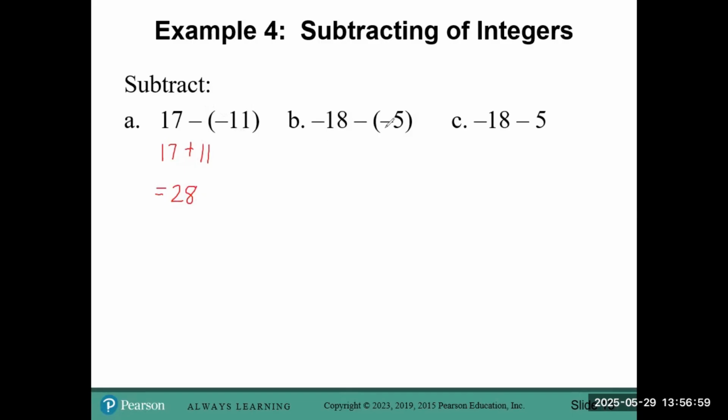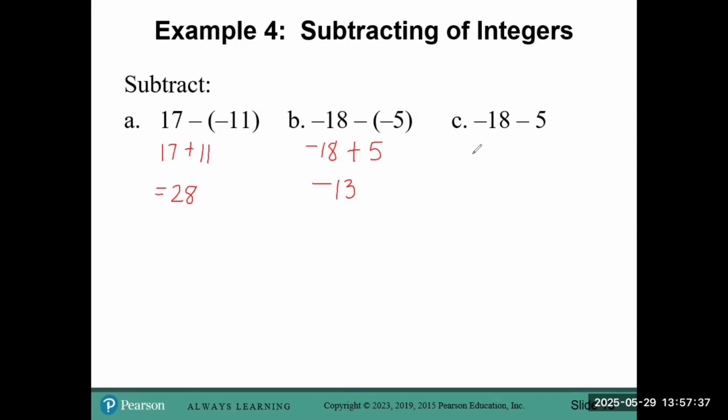For negative 18 minus negative 5, I'm going to keep negative 18 the way it is, and then I'm going to add the opposite of negative 5, which is 5. Now I have to think back to how I added the integers. I added them when one is negative and one is positive by first thinking of what's the difference, subtracting them, 18 minus 5, and that gives me 13. And now I keep the sign of the bigger one. I owed someone $18. I paid off $5. Now I still owe $13.